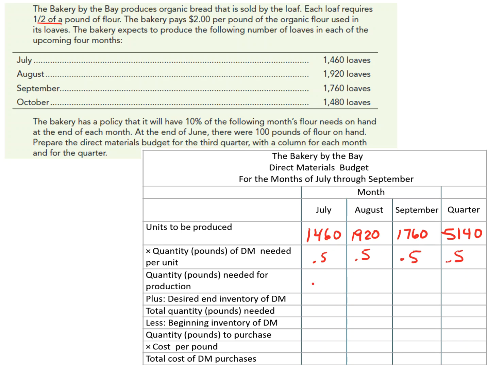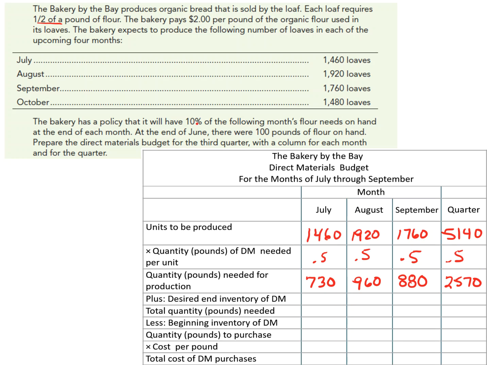So if we need a half a pound, that means we need 1460 times 0.5 or divided by 2. That means we need 730 pounds in July, 960 pounds of flour in August, 880 pounds of flour in September, and 2570 altogether.